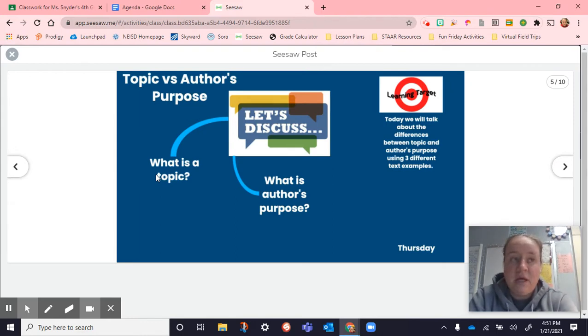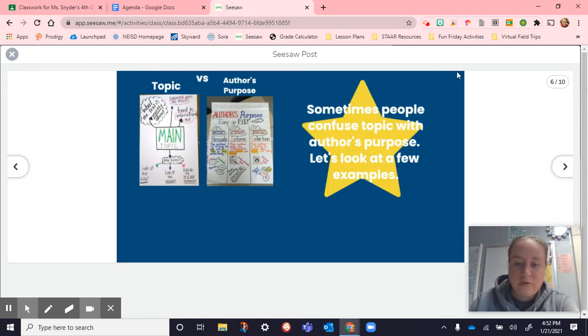So if you're reading a story about penguins, and it's telling all about the life of a penguin and where penguins live and what they eat and their babies and all things penguin, you know the topic is penguins. So today we're going to talk about the differences between topic and author's purpose, and we're going to use 3 different text examples to do that.